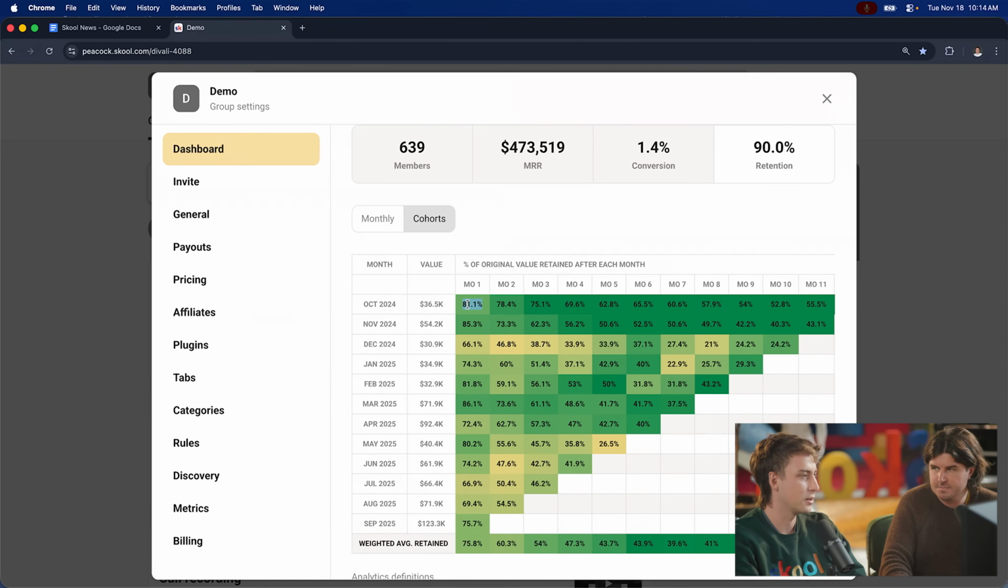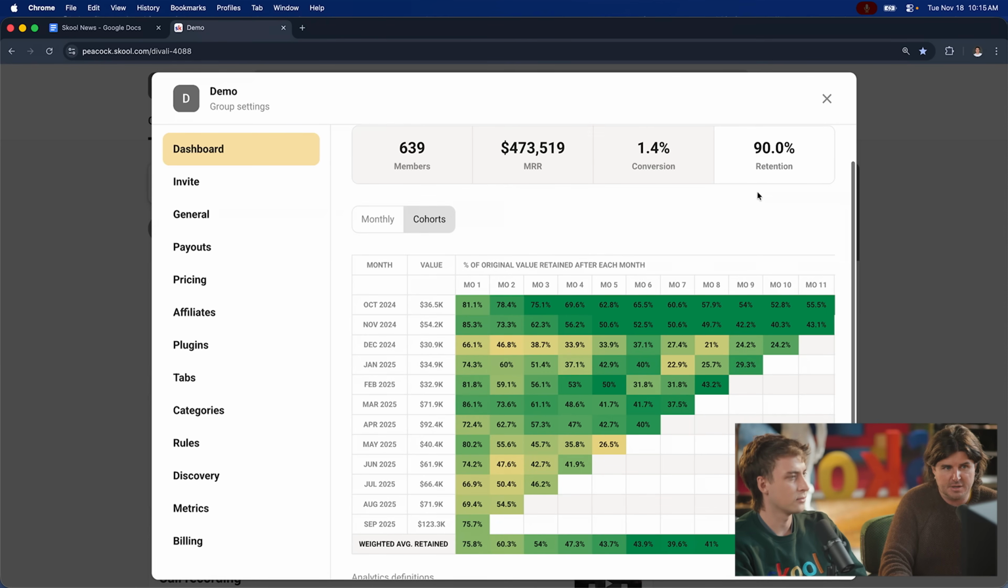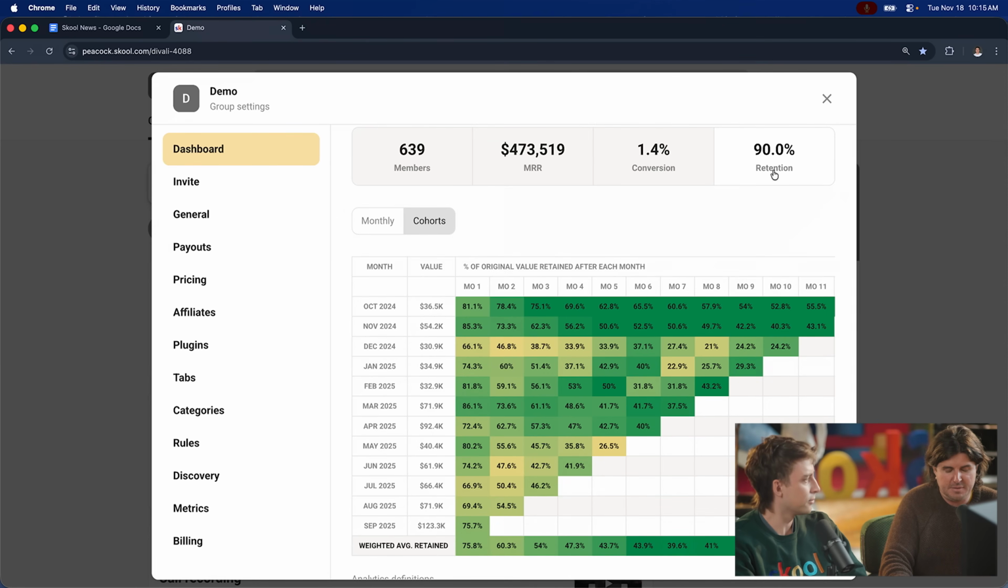Wait, this is dollars. Oh, okay. Yeah. 81% of the dollars that were generated in October were continually paying in the next month. So this is pretty cool to see that more than 50% at basically 1 year, you've still got it. So this is why aggregate retention can be misleading. Because if you think, oh, my retention's 90, therefore my churn is 10.